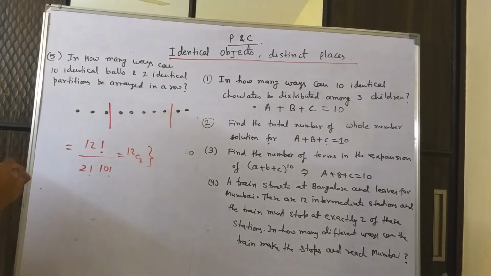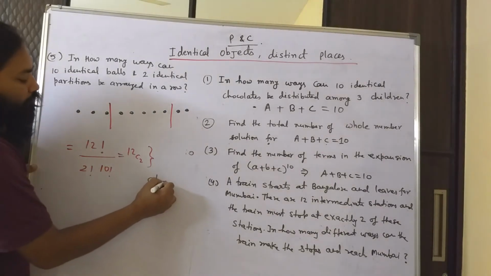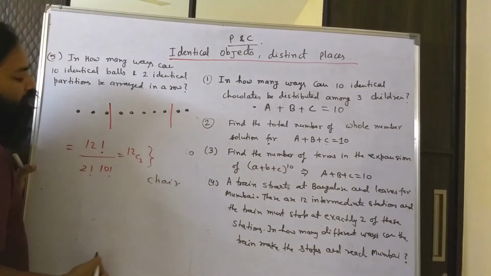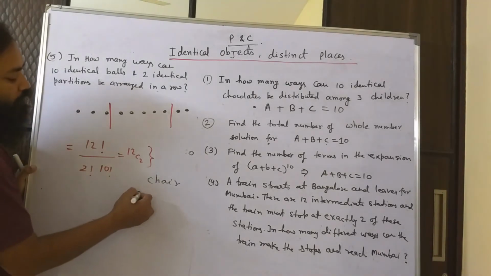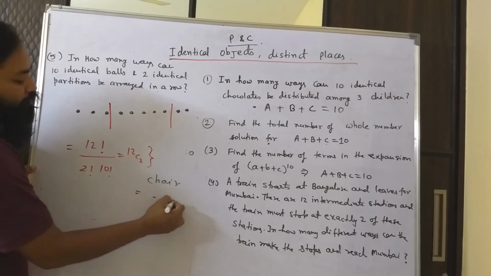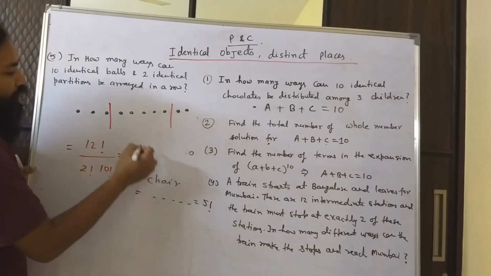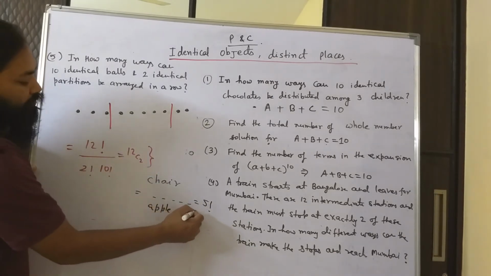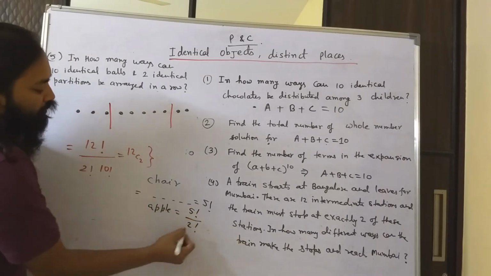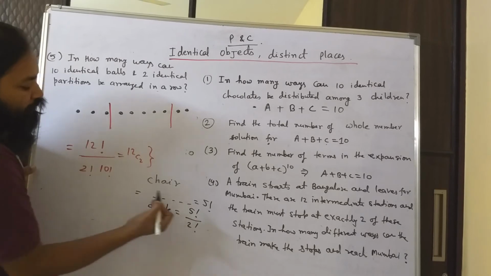Now, if you are not getting where this concept is coming from, I'll quickly tell you. If you have the word chair, and I ask how many words you can make using the word chair, obviously 5 things, 5 places, so the answer will be 5 factorial. Okay. But if you have apple, then the answer will be 5 factorial by 2 factorial, because apple has 5 letters but P and P are the same, so you must divide by 2 factorial.